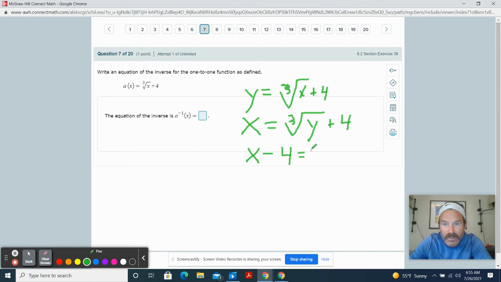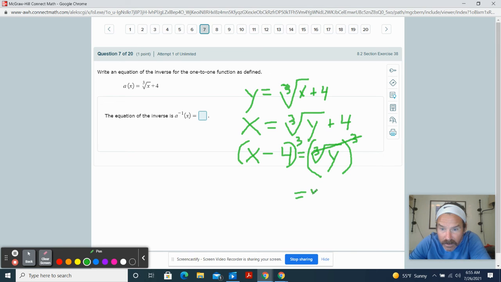So we end up with the cubed root of y. And now, do we remember how to get rid of a cubed root? Think about it. How do you get rid of a cubed root? If you're thinking you cube it, you're correct. You cube both sides. The cube and the cube root are gone. And we end up with x minus 4 cubed.